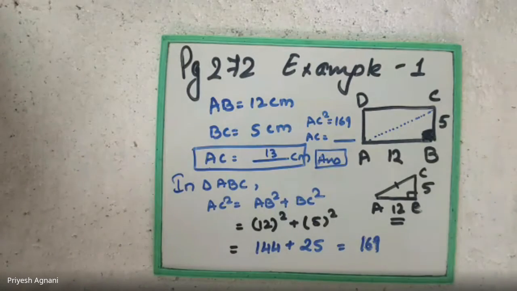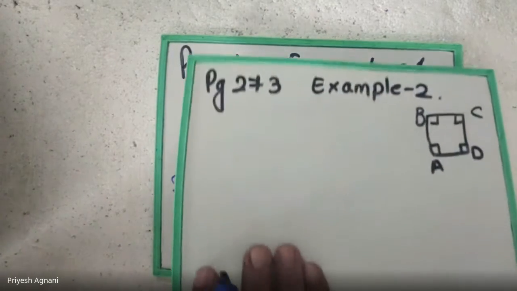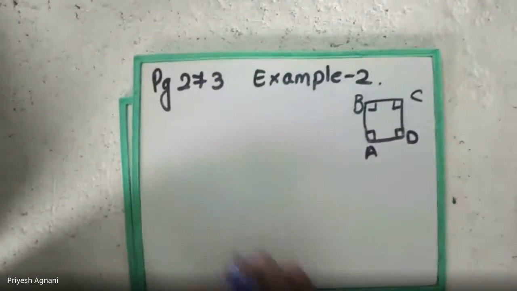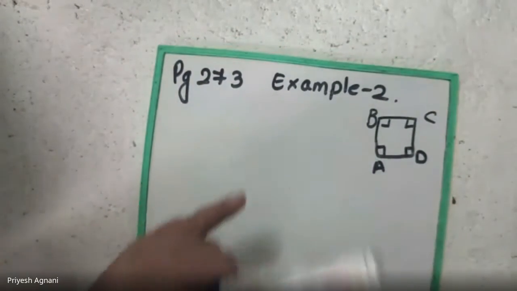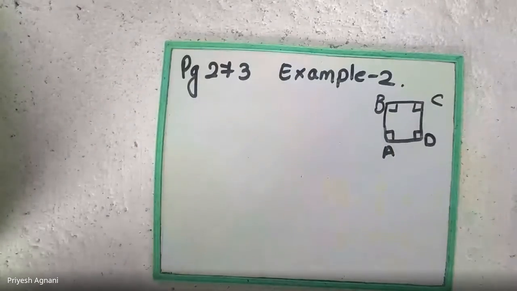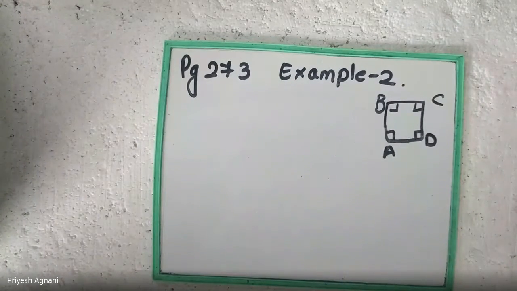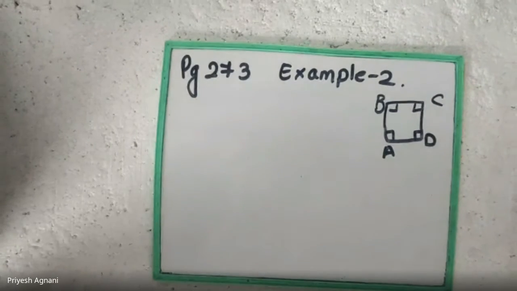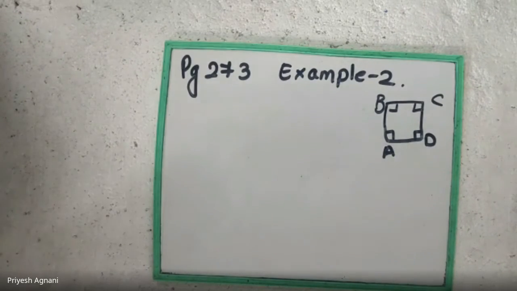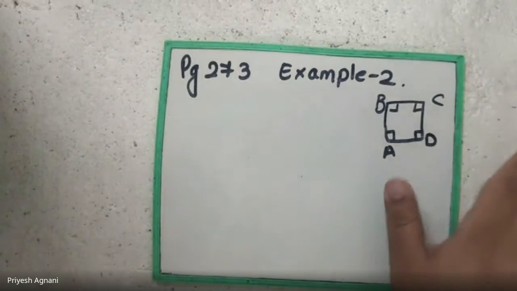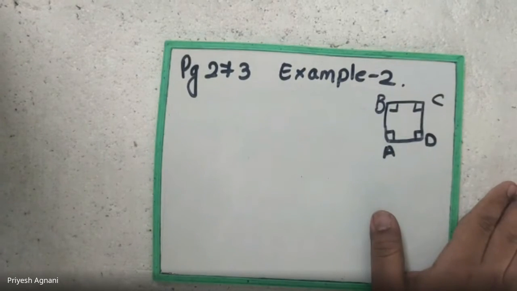Now we jump down to the next example. That is example number 2. Example number 2 में diagram है square का. I want everyone to draw the diagram of the square that is given in the question. Example number 2 says that adjoining figure ABCD is a square. Yes, we know ABCD is a square. We have drawn it. What is the next thing?